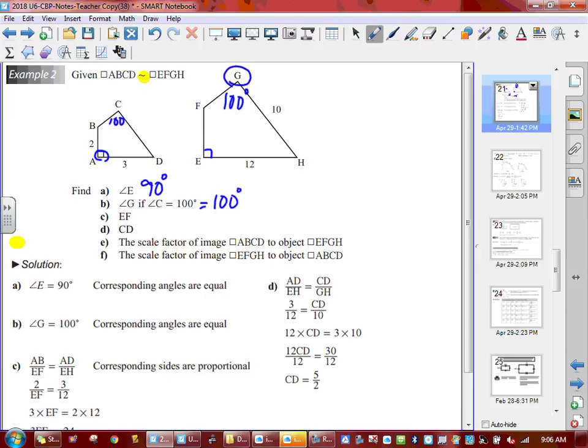Now we want to find EF. This is my X. So I need to compare two sides. We have two numbers, so I've got this one comparing to this one, and then I'm going to have X comparing to the 2. So we're going to put small object over big object.